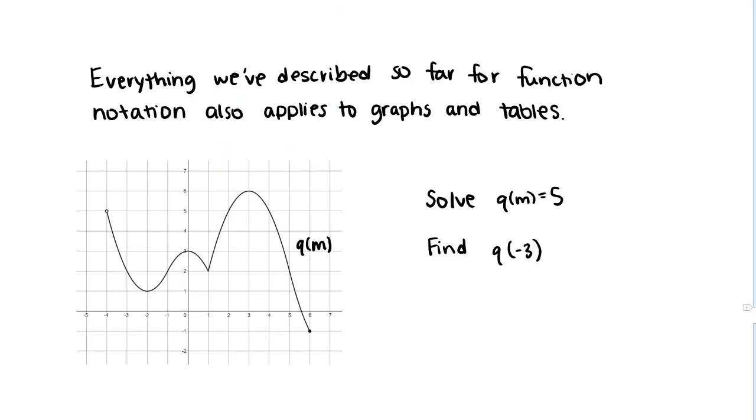Okay, so everything we've described so far, at least for function notation, has been in terms of equations. I want to take a moment to mention that these ideas also apply to graphs and tables. So I've got a graph here, and I've labeled it Q of M. This is just saying my outputs Q for this function are determined by the inputs M.